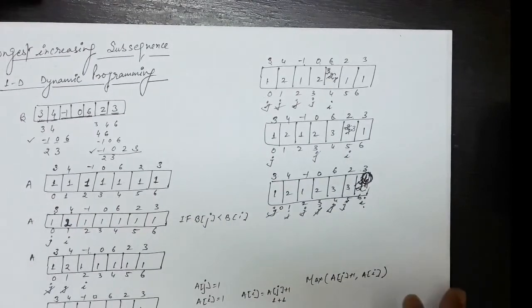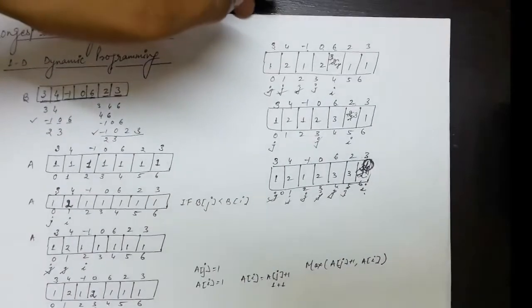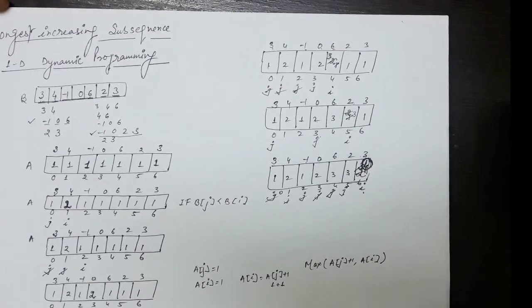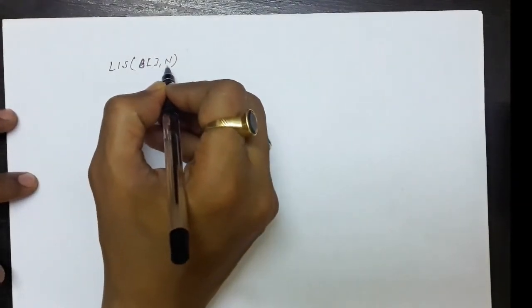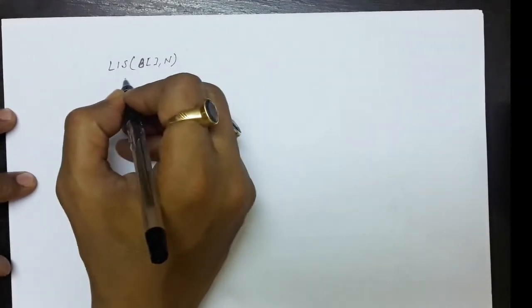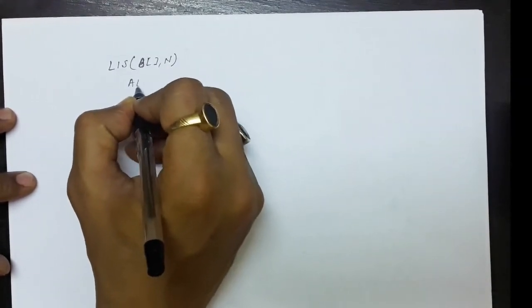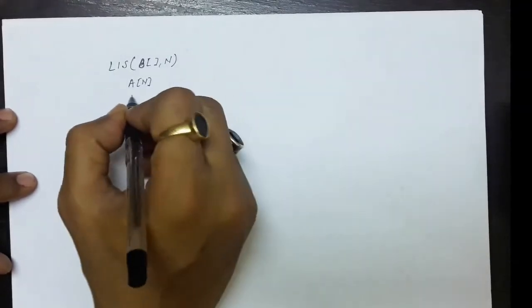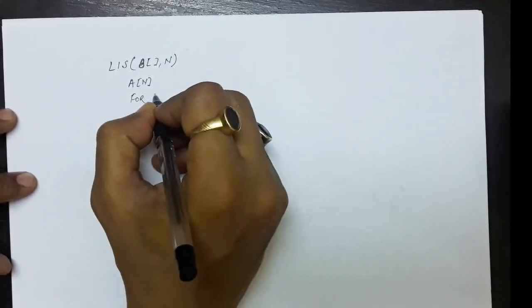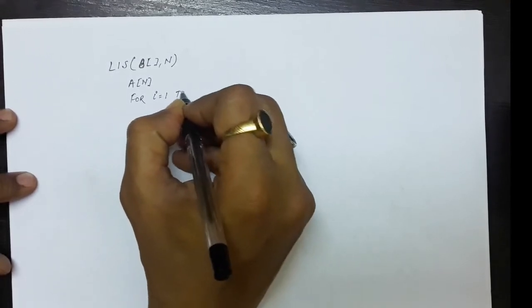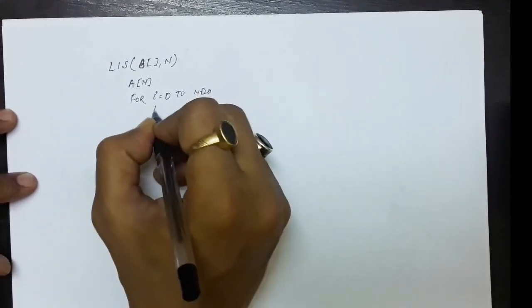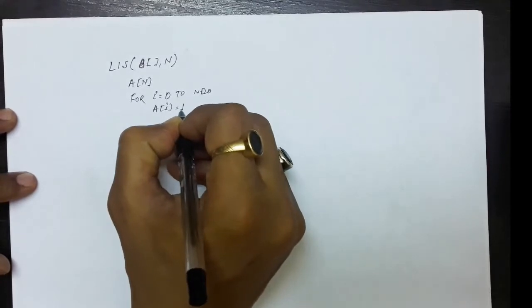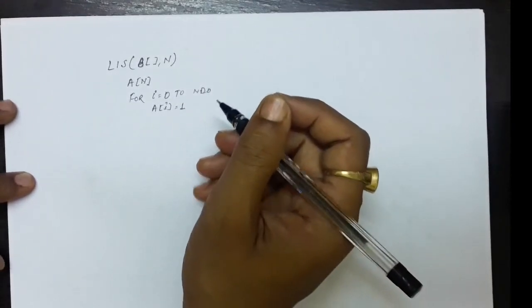So if you have to write the algorithm for the same, what we will do? Now we are writing the algorithm for this longest increasing subsequence, wherein we have a B array which has n elements, and from our side we are taking an A array of size n, and every value of this array A will be initialized to 1. So for I equals 1 to n, or you can take 0 to n, A[I] is equal to 1.